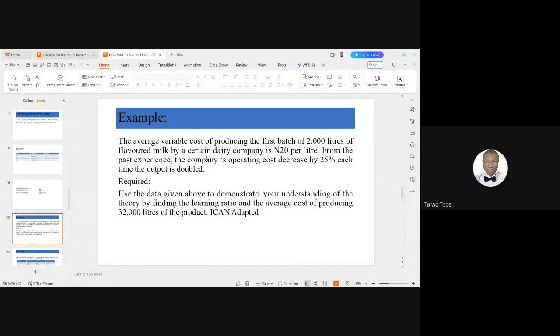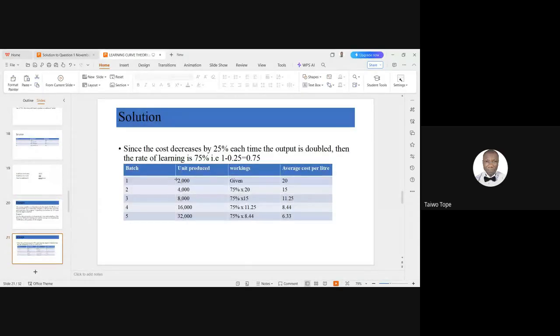Fine. So when you increase your production capacity to 8,000, the cost will reduce at what rate again? You have 11.25. When you double 8,000 again, you have 8.44. So this is it.